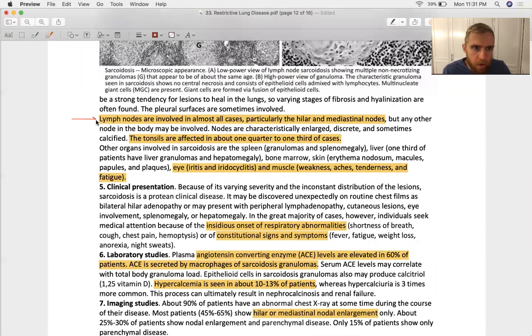The imaging hallmark of sarcoidosis is going to be big old lymph nodes, and even the tonsils can be involved, and even the eyes and the muscles can be involved too. You can get these granulomas in multiple tissues besides just the lungs.